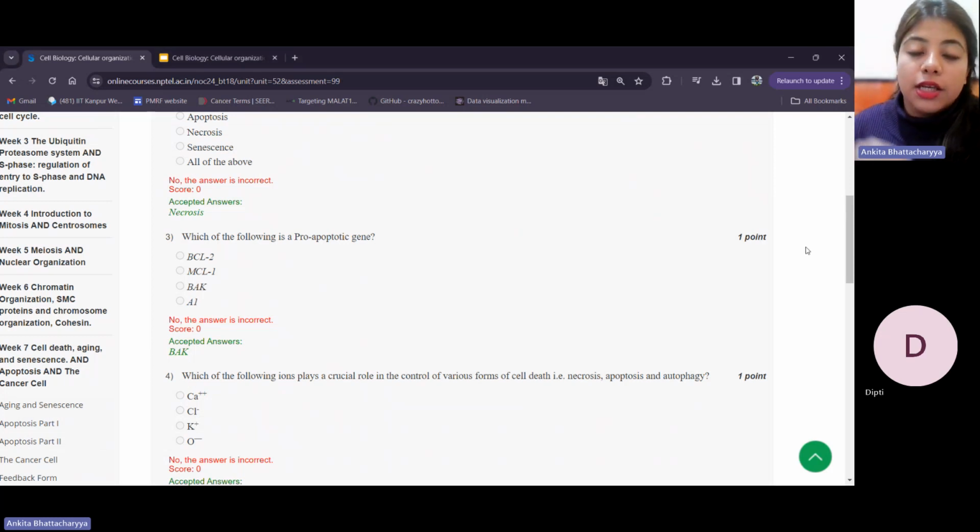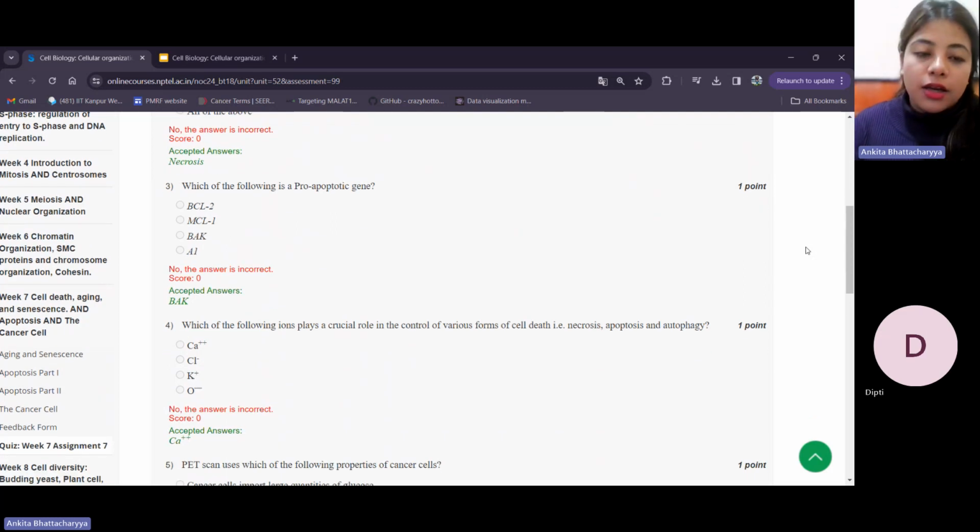So the question is asking for one specific protein or one specific gene which is pro-apoptotic in nature. Among the options that are given, which talks about BCL2, MCL1, BAX as well as A1, BAX is the pro-apoptotic gene, while the others have differential responses in the context of apoptosis. So BAX is the correct answer for question 3.